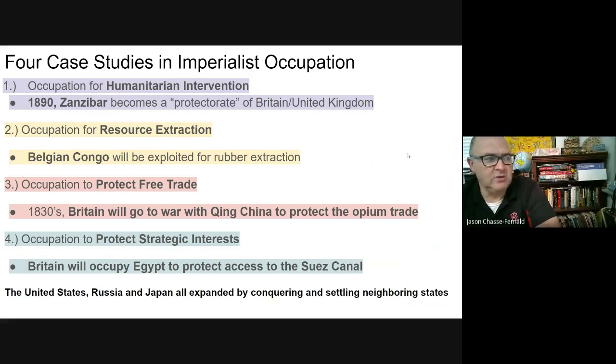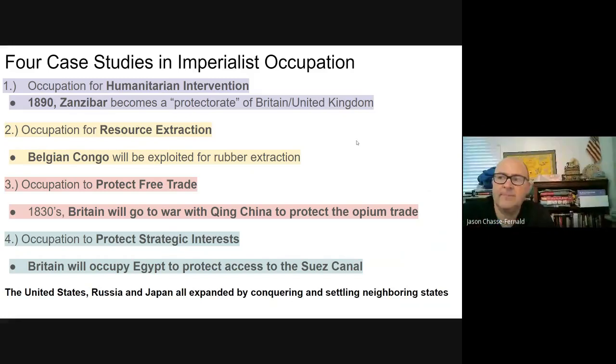Another justification used for imperialist occupation is to protect free trade. We see this in the case of China, the Qing dynasty of China in the 1830s, the Opium Wars. Right, so England would go to war in order to protect its trade, its free trade interest. Okay, and then occupation to protect strategic interests, and that strategic interest is what was used in 1882 to justify occupation of Egypt, in order to protect its right to the Suez Canal.